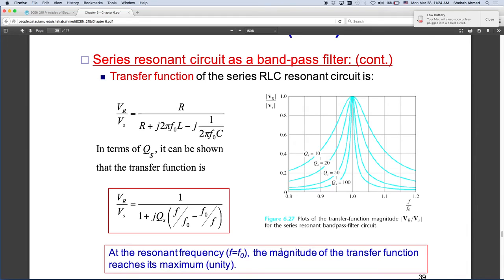So at the resonant frequency, we see that the magnitude is 1, or reaches its maximum value. Again, it's nothing different from what we did before, except that we gave it some definitions. And instead of the x-axis being frequency, we drew the x-axis as the ratio of frequency to resonant frequency, just for our understanding, to clarify some physical phenomena that's happening.